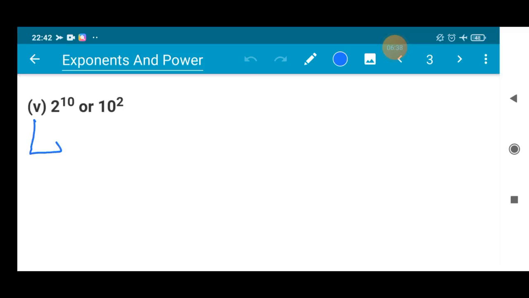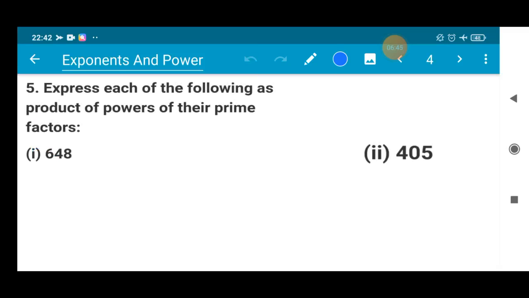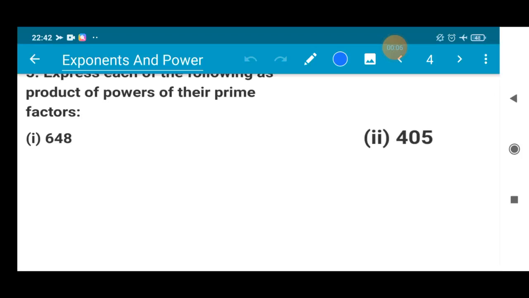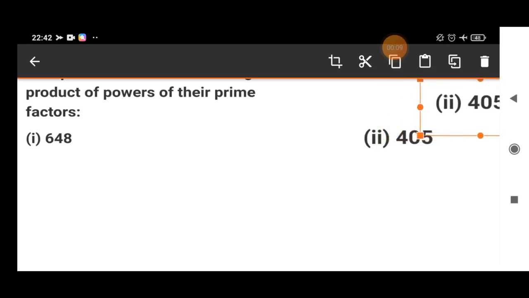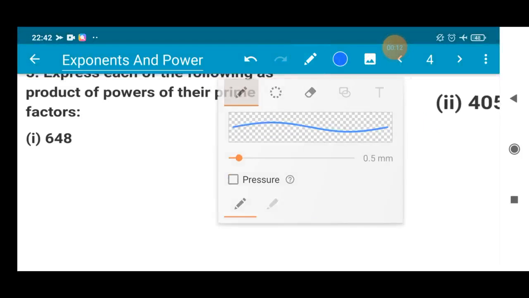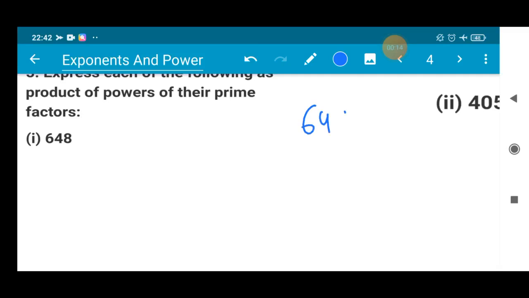Okay, so the last one, number 5, I would like to request you all to do it yourself. Okay, today I'm also going to solve question number 5, that is, express each of the following as a product of powers of their prime factors. I know that prime factorization is not a new term to you all. That is, we have done this prime factorization, using the prime numbers, the dividing or the LCM should be done, right? So 648 first of all.